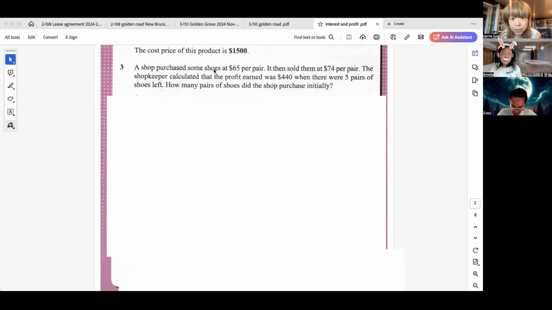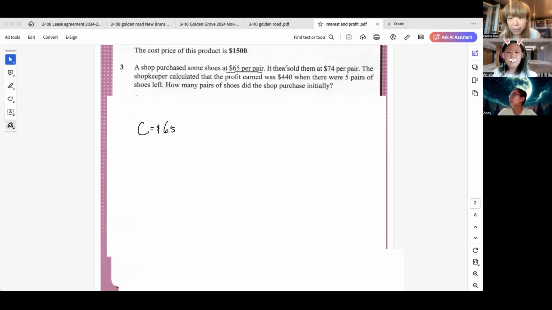A shop purchased some shoes at $65 per pair. Zoe, what does it mean? So S or C equals what? Is it cost, C, or selling? C, cost. Very good. Selling is not 65, but cost is 65, right? So when I see this sentence, immediately we are going to write on a piece of paper C equals 65. Get it?